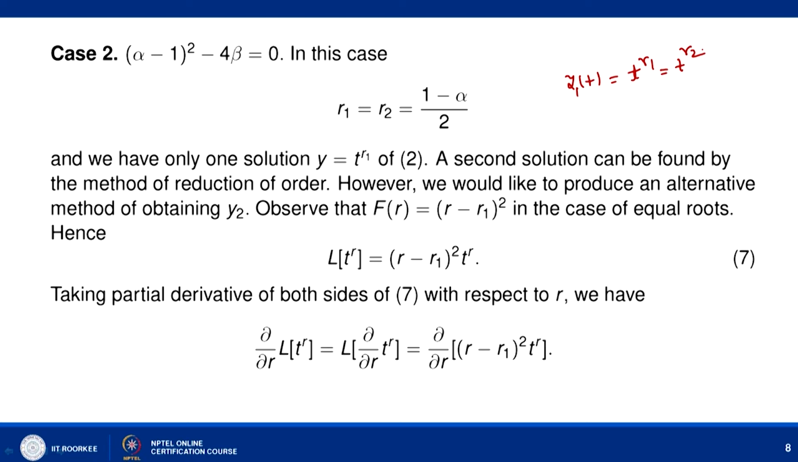So, how to find the second solution? We already know that the method of reduction is used to find the second solution. But here, what is the method of reduction? You assume that y 2 of t is equal to some function c of t times y 1 of t, and we try to find the function c of t in a way that this y 2 of t satisfies the given ordinary differential equation. This process is based on the method of variation of parameter, and by using this we actually get a linear differential equation of one order less. That is why this method is also known as the method of reduction.